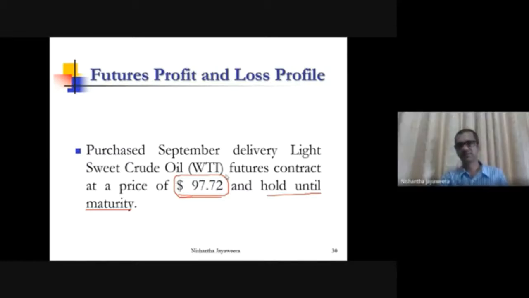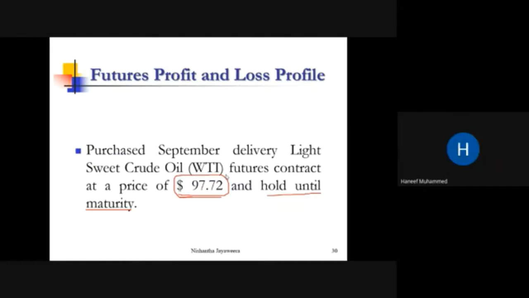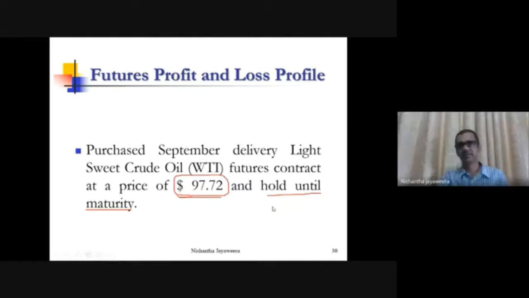Clear now? Yes, thank you. Okay, great. Anything else? Yes, better you make clear how this mechanism works.